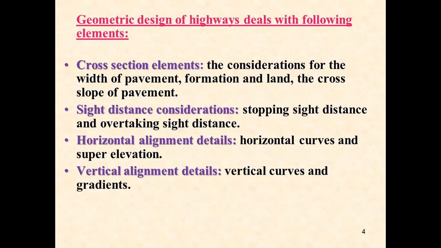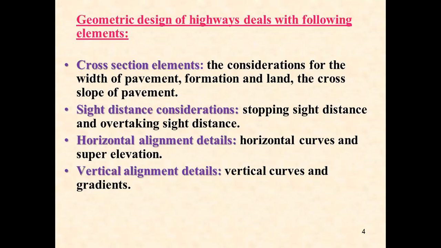Then horizontal alignment details. With reference to that, the horizontal alignment covers horizontal curves and super elevation. Horizontal alignment is always related to flat terrain, and vertical alignment is always related to changing terrain. When the alignment changes, we introduce horizontal curves. It necessitates that the alignment, which is straight, is deviated to another direction. The curvature is provided and designed, and we call it a horizontal curve.